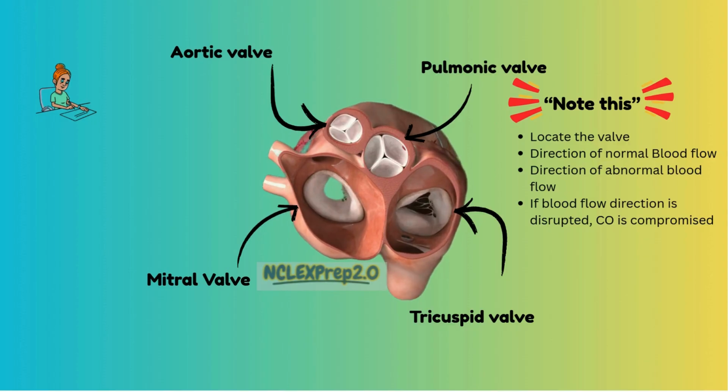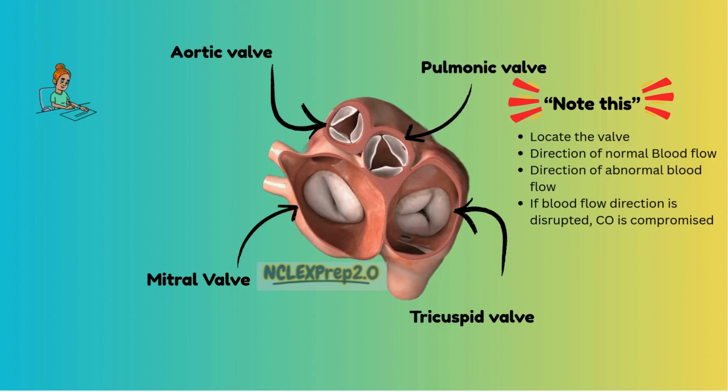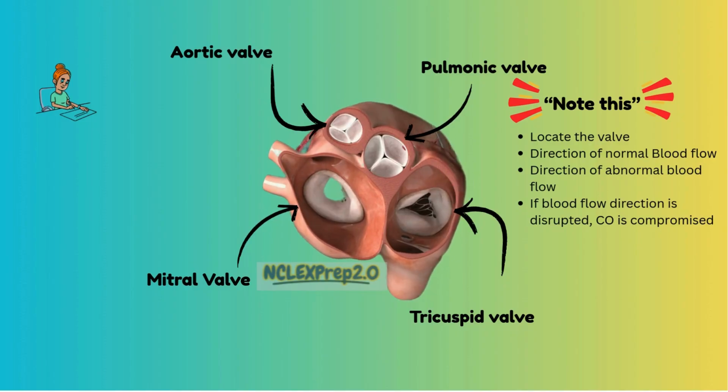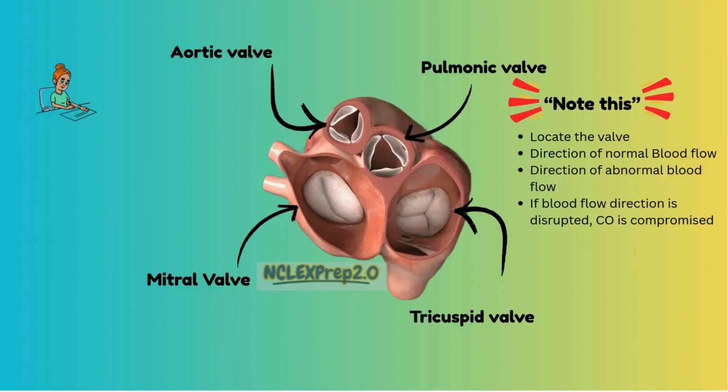So, imagine what would happen if one of the valves is not functioning. It could only mean two things: a regurgitation problem or a stenosis problem. As you go through the types of valvular disease, I want you to keep the following in mind.